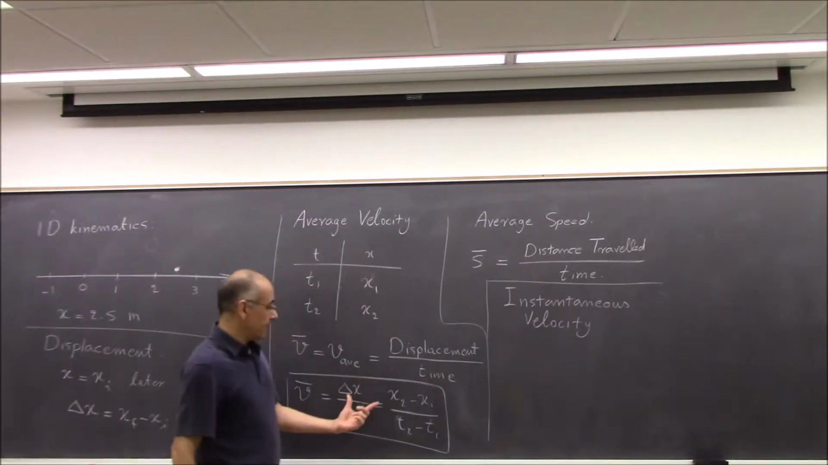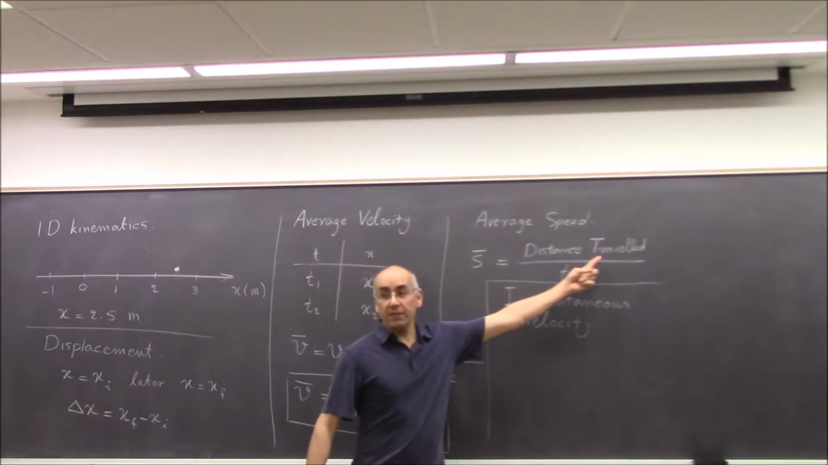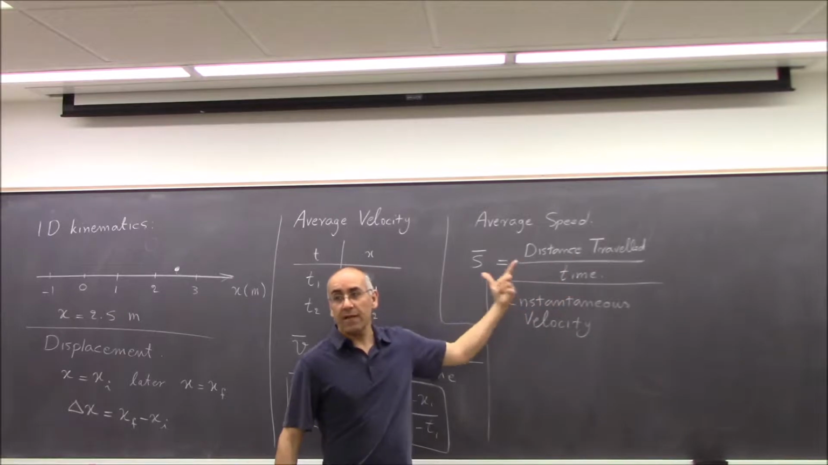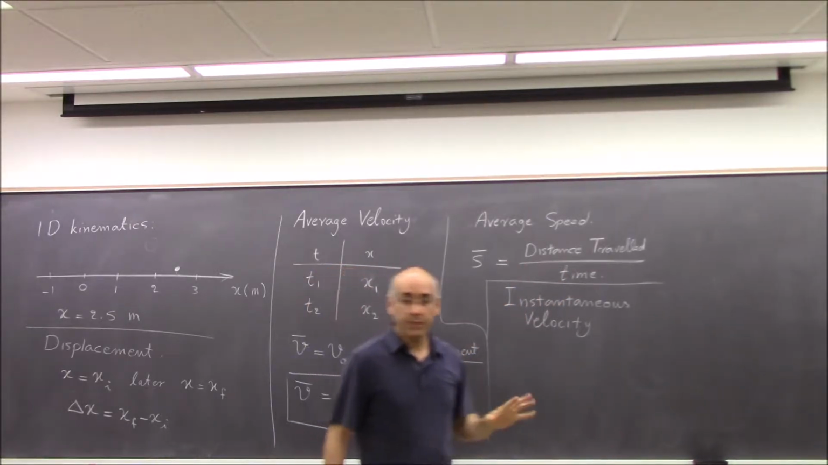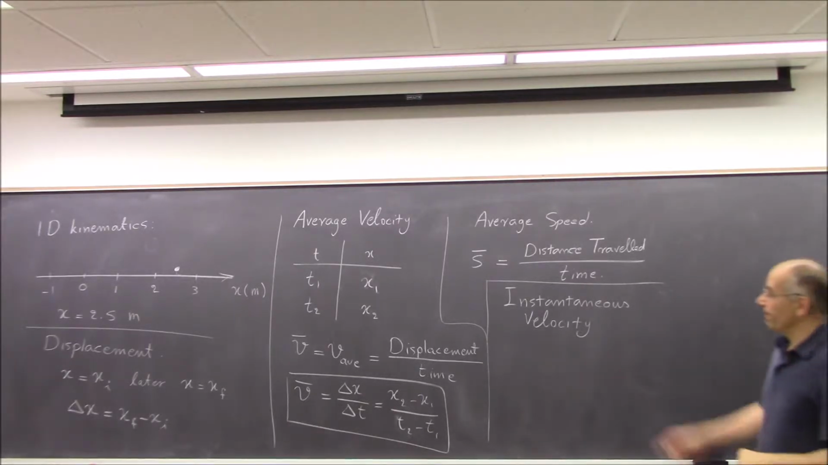By the way, as I said, the average velocity can be positive or negative, but because distance traveled is always positive, average speed is always positive. Speed cannot be negative. Speed is how fast the object moves.